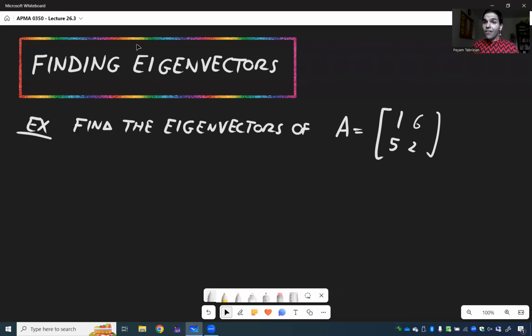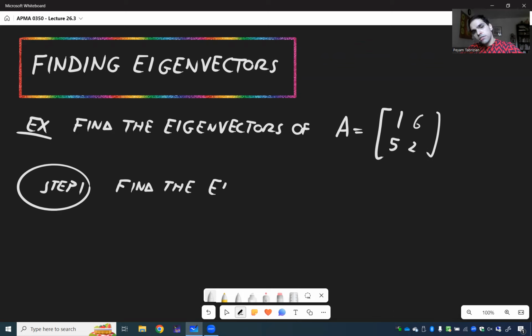All right, now that we found the eigenvalues, let's now find eigenvectors. And in particular, let's find the eigenvectors of the matrix 1, 6, 5, 2 that we discussed. Now, remember, eigenvectors are related to eigenvalues. So technically, you first need to find the eigenvalues.